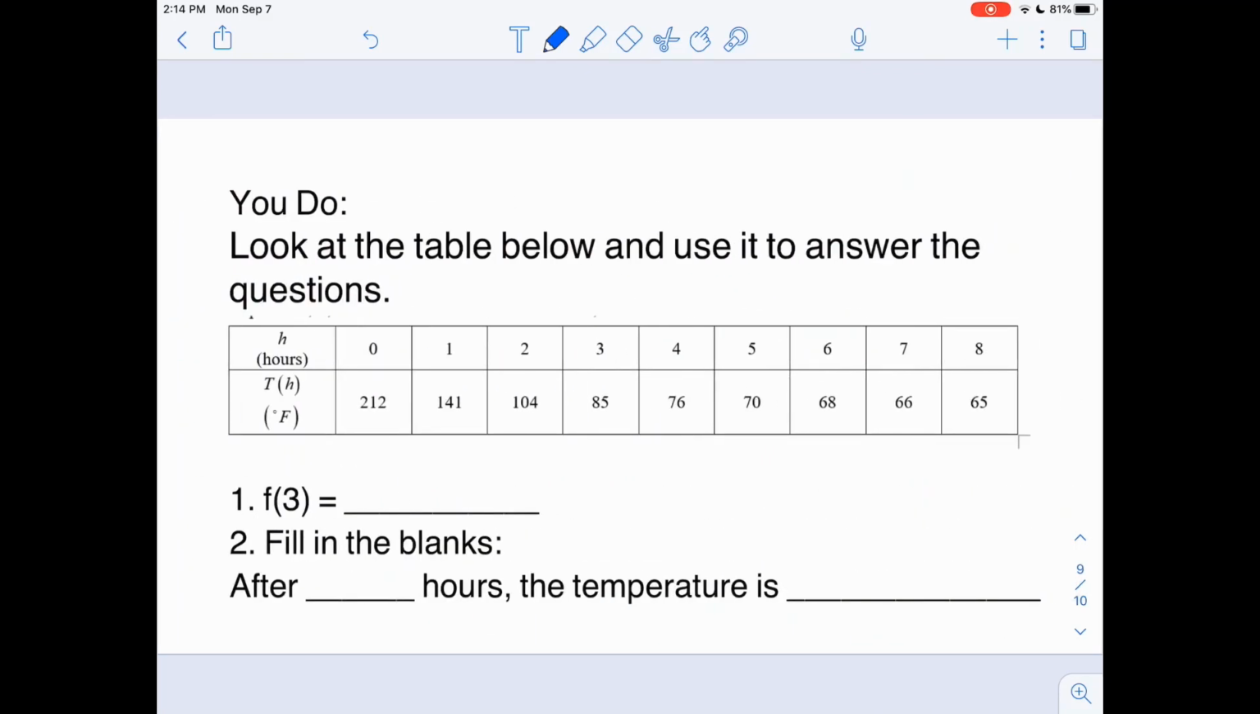Now, on your own, look at the table below and use it to answer the questions. Pause the video here and give yourself 4 minutes to answer the questions.